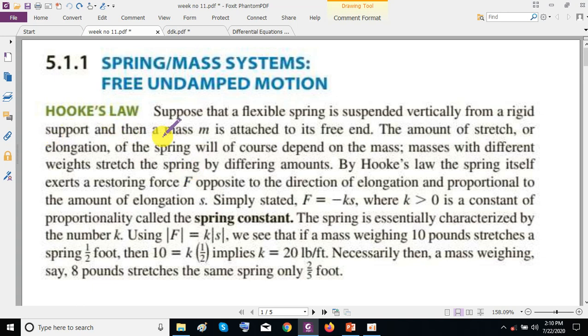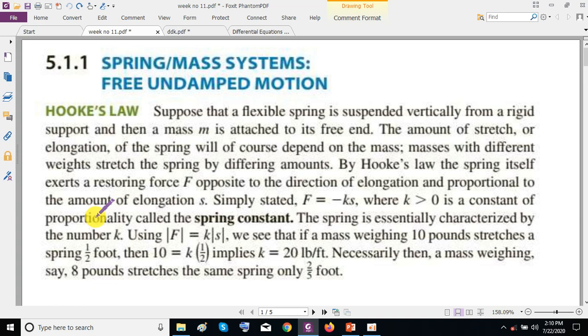So Hooke's law. You are all familiar with this phenomenon. What is meant by Hooke's law? Suppose that a flexible spring is suspended vertically from a rigid support, and then a mass m is attached to its free end. The amount of stretch or elongation of the spring will depend on the mass.